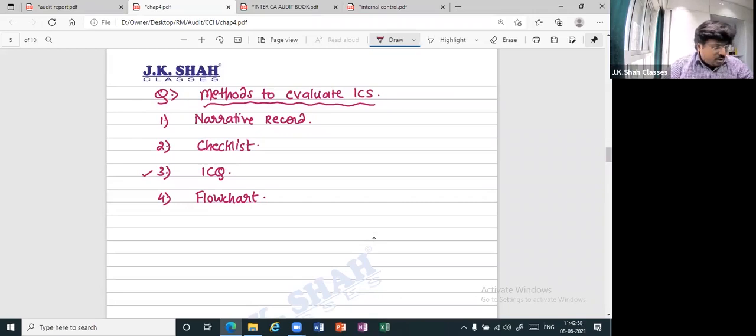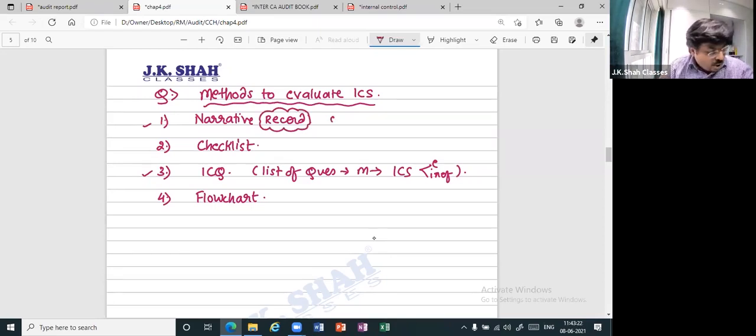Now, ICQ you already know. Can I say it is nothing but a list of questions given to the management with respect to the ICS to know whether it is efficient or whether it is inefficient. All cool? All cool. So we have to learn the other 3. First of which is narrative record. Now, as the name suggests, narrative record. Can I say auditor will have to make a record?